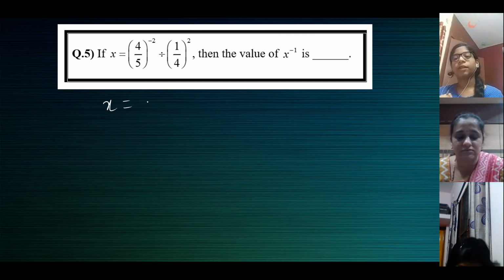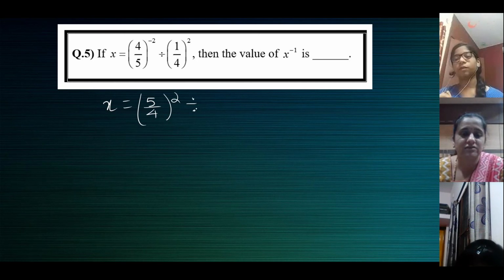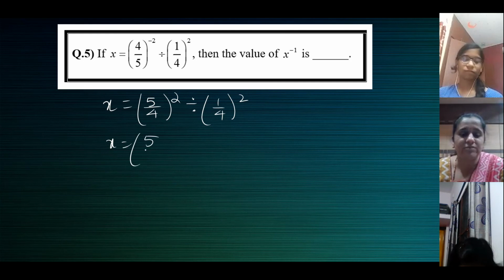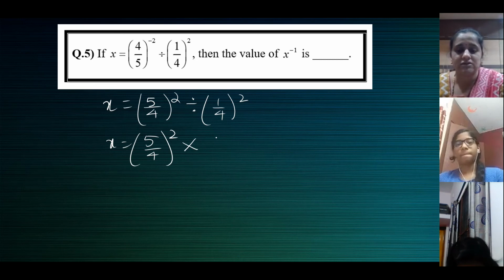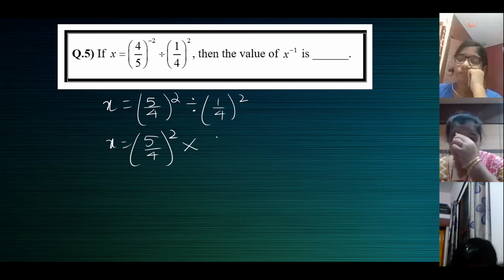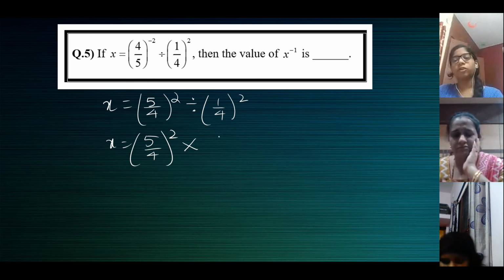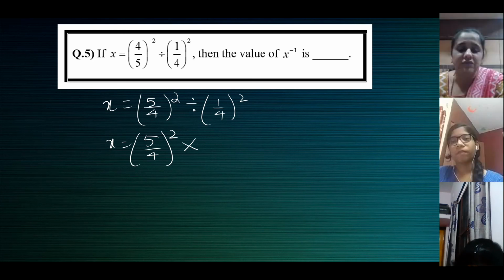Ma'am, we need to change 4 by 5 raised to the power minus 2 as 5 by 4 squared, like this. Correct, right? Yes, ma'am. Okay, then after this? Ma'am, and then the reciprocal of 1 by 4 raised to the power 2. Yeah, x is equal to 5 by 4 the whole square. Division becomes multiplication. And then? Ma'am, we need to multiply 4 by 1 raised to the power 2. So division becomes multiplication, and we need to write the reciprocal of this.